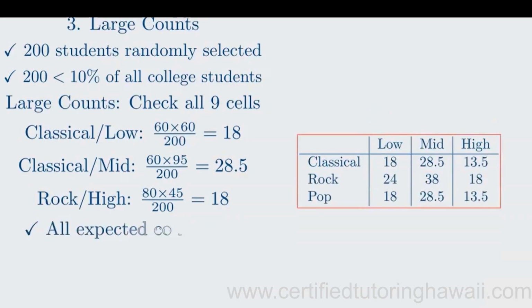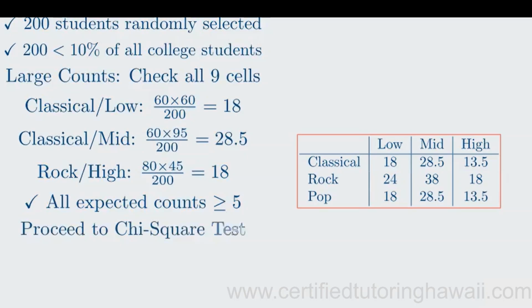Looking at the table, the smallest expected count is 13.5. Since every value is greater than or equal to 5, the large counts condition is met. We are clear to proceed with the chi-square test. Now let's calculate the chi-square test statistic for our music and GPA data.